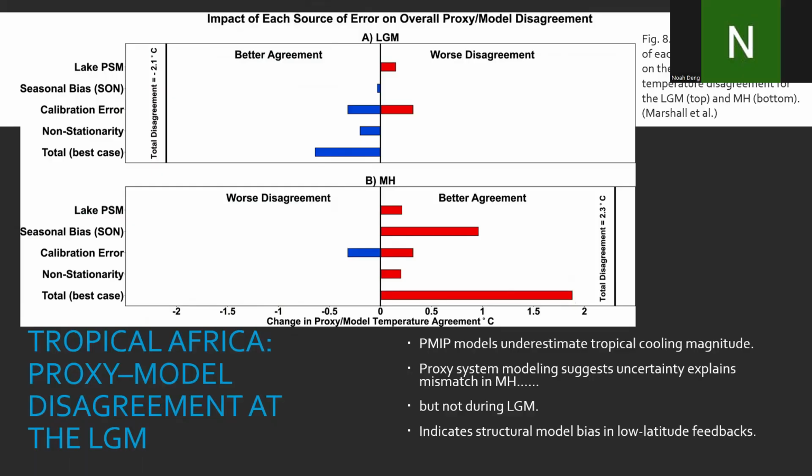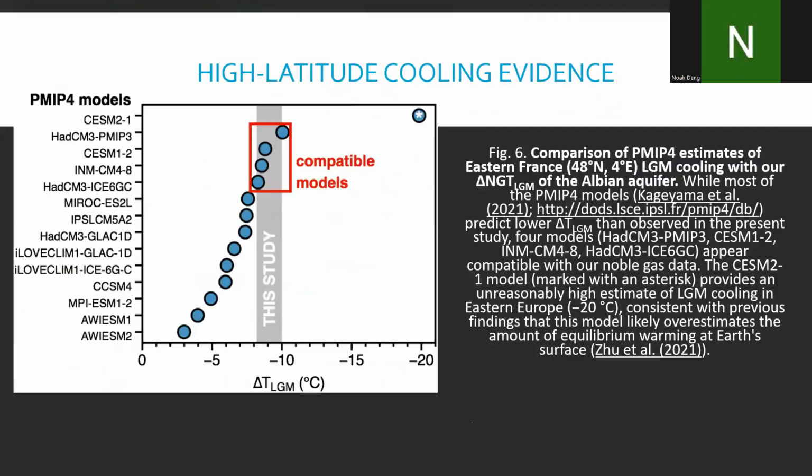From external model uncertainty, we can now move towards internal model uncertainty within an ensemble. High latitude cooling evidence. In this figure from Becker's report, it was found that the 14 PMIP4 models in this ensemble had highly ranged temperature change in the LGM, from minus 3 degrees Celsius for AWIESM2 to minus 20 for CESM21. Of the 14, only 4 of them fall within the compatibility range of minus 8 to minus 10 for Becker's study.